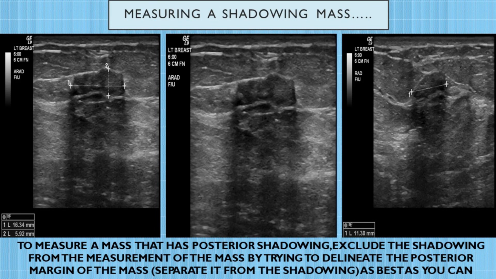To measure a mass that has posterior shadowing, exclude the shadowing from the measurement of the mass. And you do this by trying to delineate the posterior margin of the mass itself separate from the shadowing as best you can. One trick is to really lower the frequency, and while you're scanning real time, this can help you see that posterior border, and also turning on the mass in several different dimensions will help you get a sense of where that posterior border is. Once you have visualized that posterior border, you can increase your frequency again to take the images. The shadowing should not be included in the measurements of the mass.